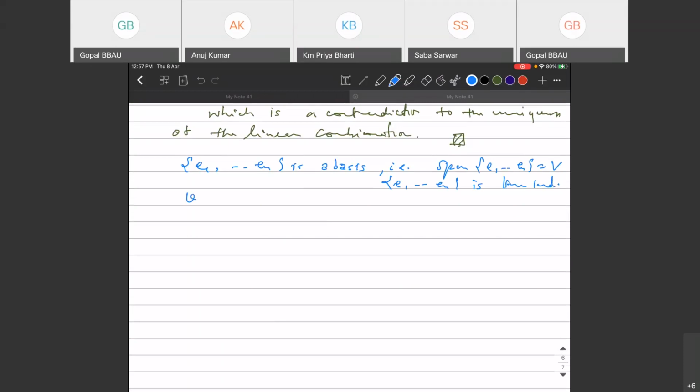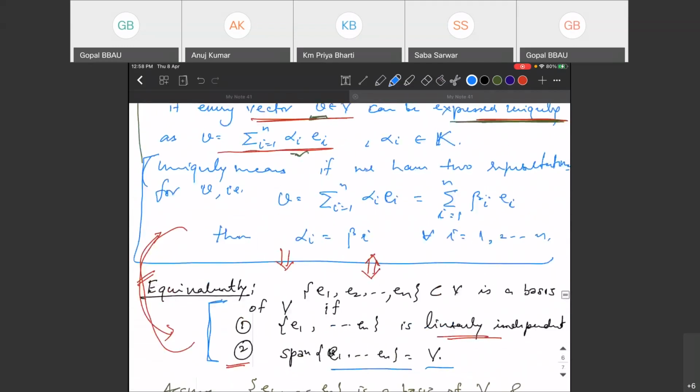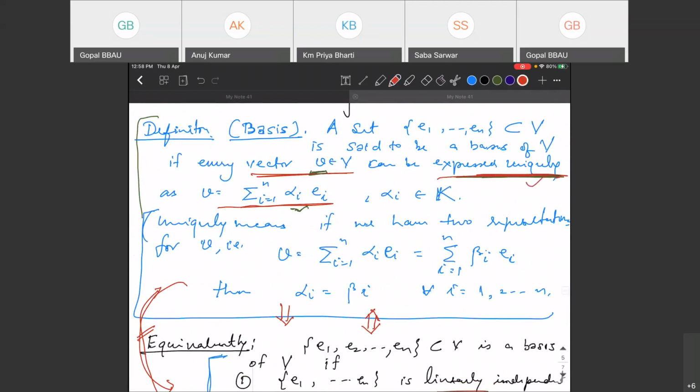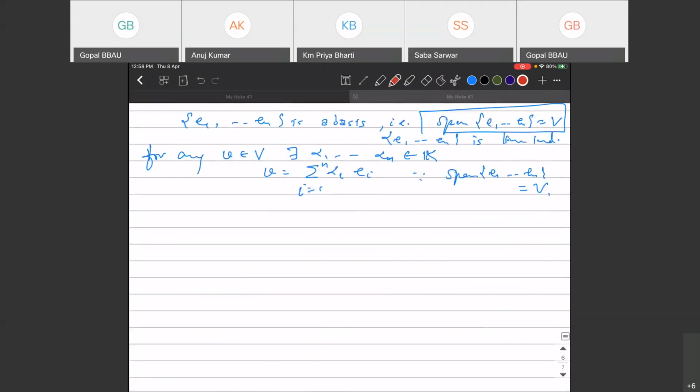From the span we get that for any vector V in V, there exist alpha 1, alpha 2, ..., alpha n in K so that V can be written in this form. This comes from here, since the span of E1 to En is V. But in the first definition, there is another crucial thing. It says that this expression is unique. So how do we prove that this is unique? Suppose there are two expressions. We have to show that alpha I equals beta I.